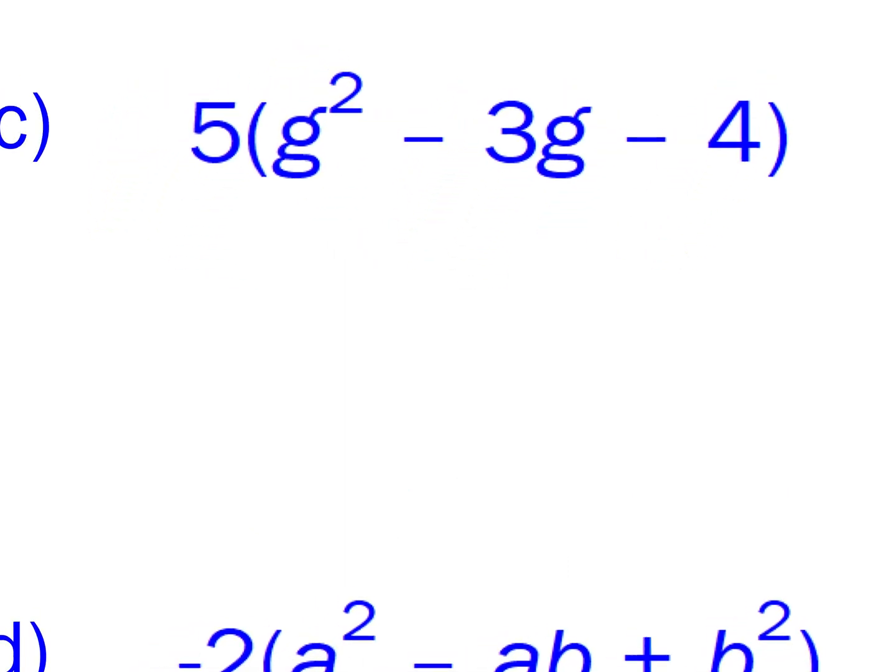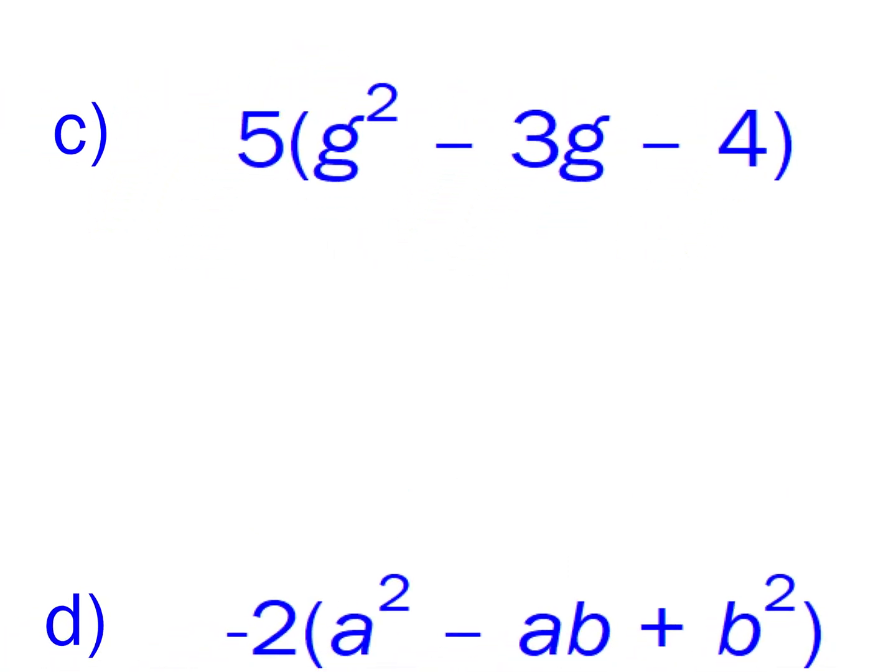Here's question C. 5 times g squared minus 3g minus 4. So this is the first time we've had a trinomial inside the brackets. So it's 5 times g squared minus 5 times 3g minus 5 times 4. And we're going to work out each of those products.